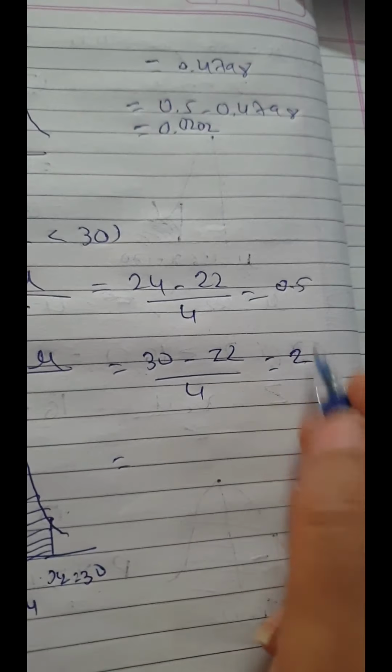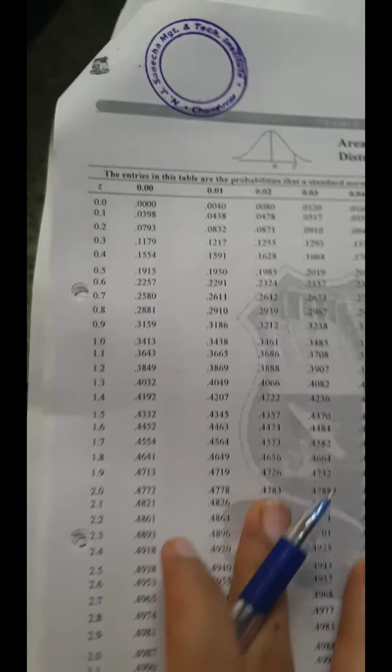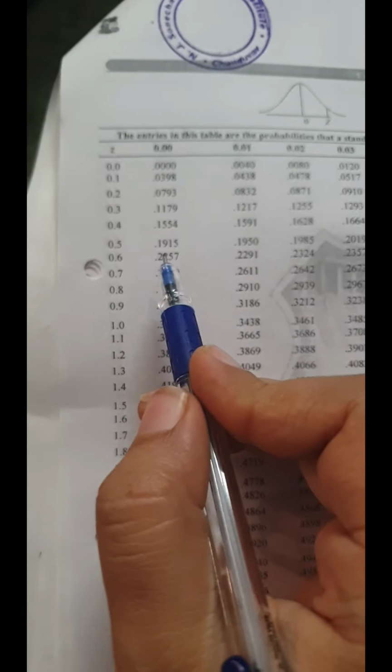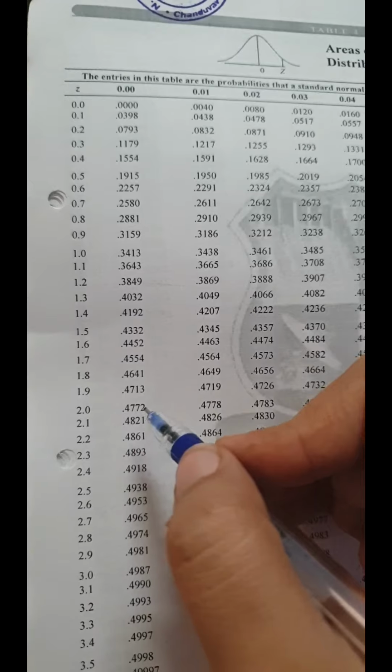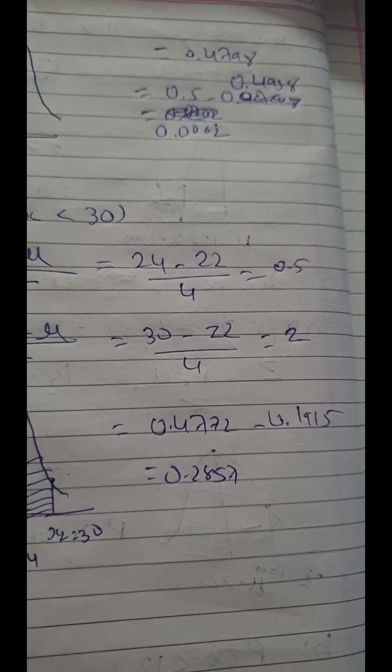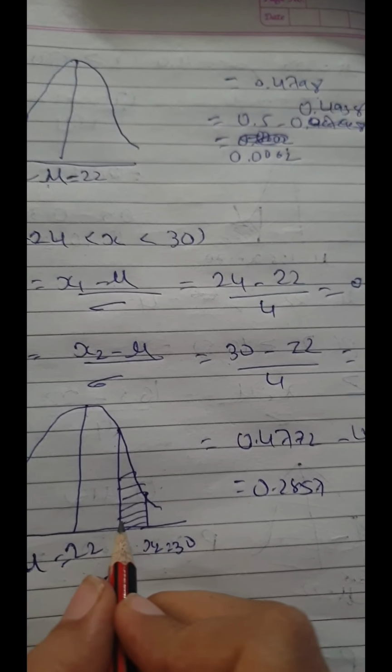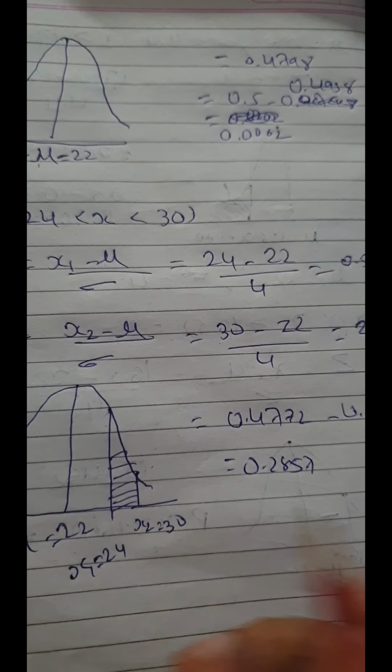So we will check these values from the table. The first value is 0.5, so it is 0.1915, and the value for 2 is 0.4772. So our final answer is 0.2857, because you have to deduct the two values from each other to find this middle area.